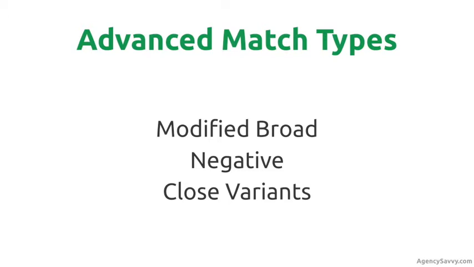Negative keywords are wonderful things. Negative keywords are how we stop ads showing for certain terms. The most common example for a negative term is free. I'll show you some examples of that in a second. And then close variants, you don't really need to worry about for now, but it just means that Google is allowing itself to show ads for search queries that are very close to your keyword.